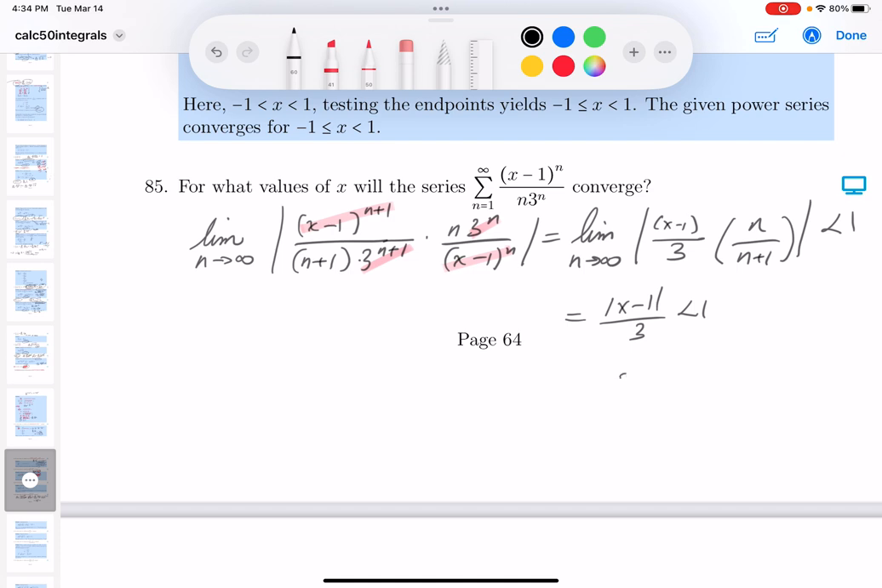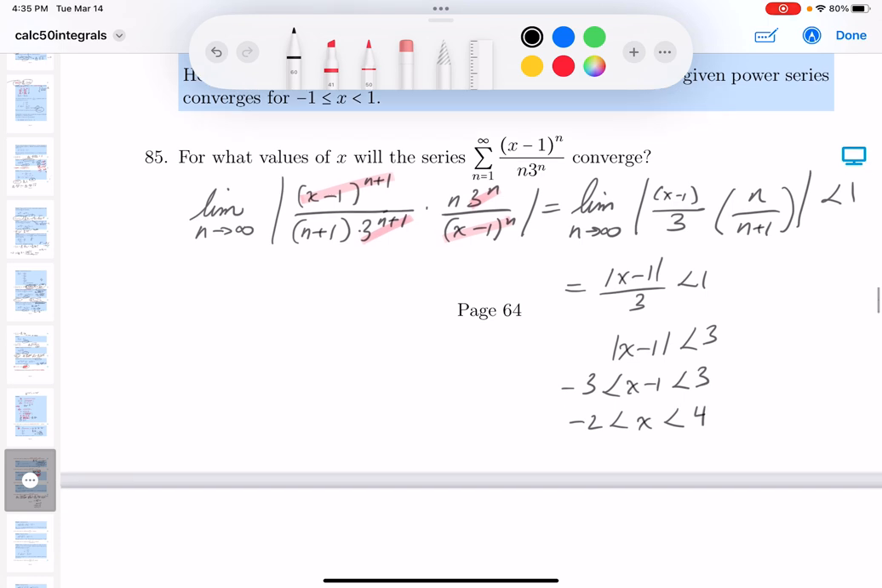Let's write this down. So it means the absolute value of x minus 1 is less than 3. And that means x minus 1 is between 3 and minus 3. All right, what do you do now? Add 1 to all sides. You get minus 2, you get x, and you get 4. Again, all I did was add 1 to all sides.